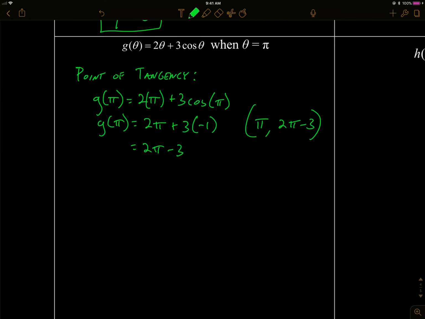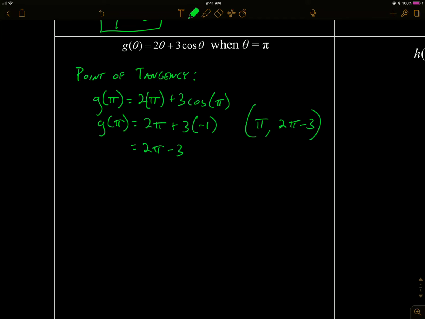Now I need to do my slope of the tangent line. Remember, to write the equation, I need my point, and then I need my slope. So the slope of the tangent line will be the derivative. If g of theta is 2 theta plus 3 cosine of theta, then g prime of theta, where theta is your x, so the derivative of 2x would just be 2. The 3 comes along for the ride. I'm not going to put the plus there, because the derivative of cosine is negative sine, so I'll just make that a negative out front.